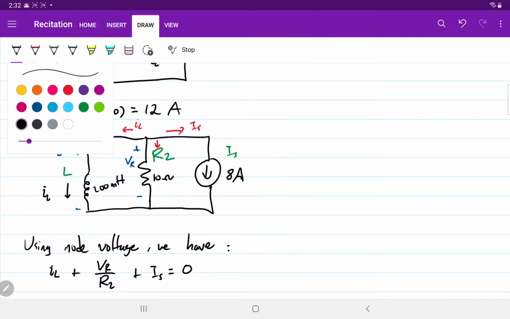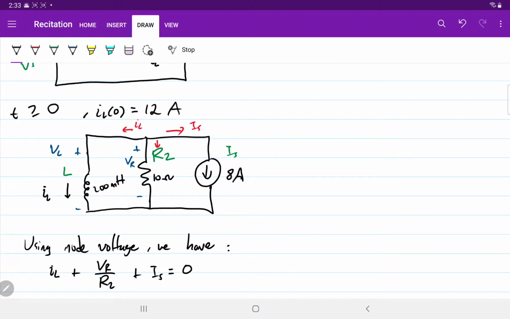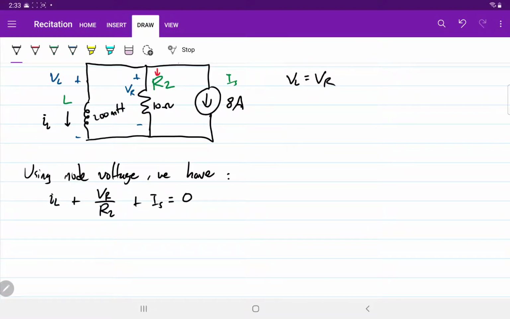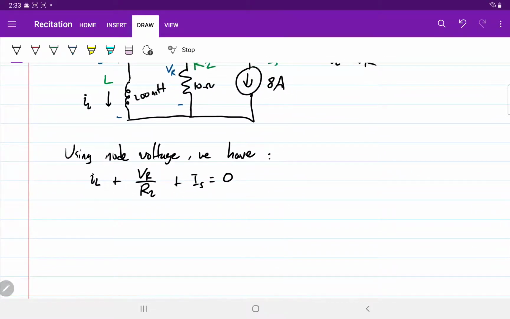So that's the first equation, guys. Do we know any other equation? Well, let's see. So VL here, VR here, and since this inductor and resistor are in parallel, we know that VL must be equal to VR. So I can substitute VR with VL: VL over R2 plus IS equals 0.